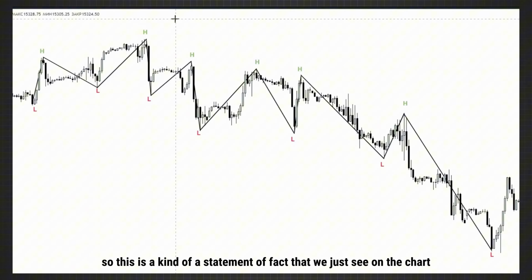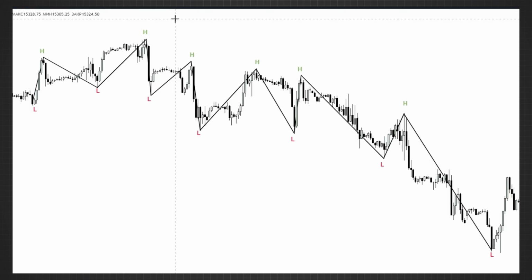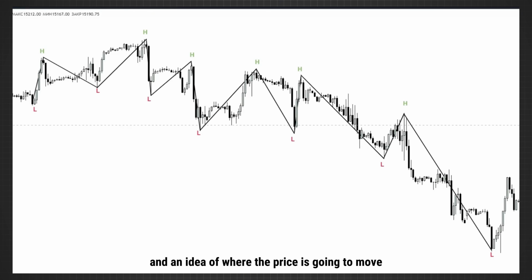So this is a kind of a statement of fact that we just see on the chart, basically. It is extremely difficult to use this market structure for something more. That is, you will not be able to trade profitably with it. That's the only thing that I'm trading, just breaking the structure down. It just, again, gives you another slice of information and an idea of where the price is going to move.